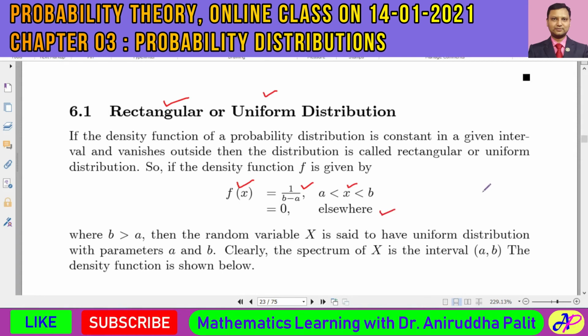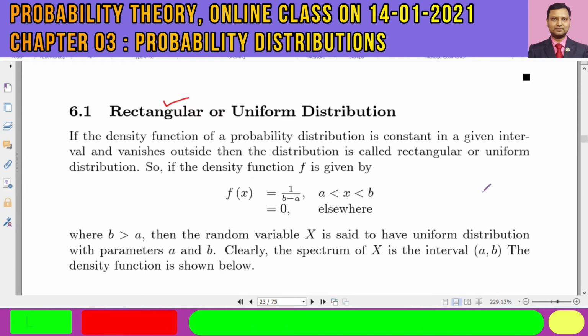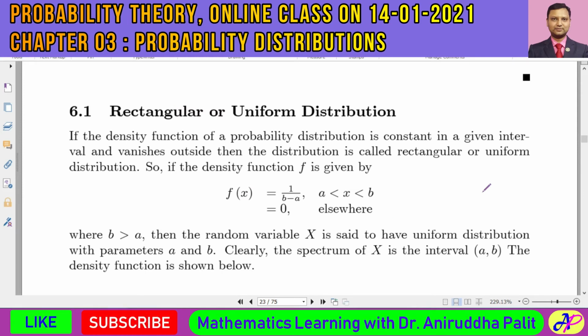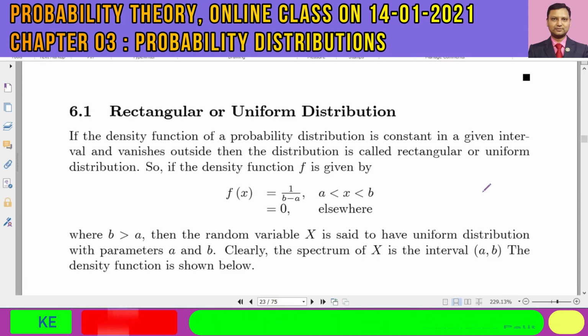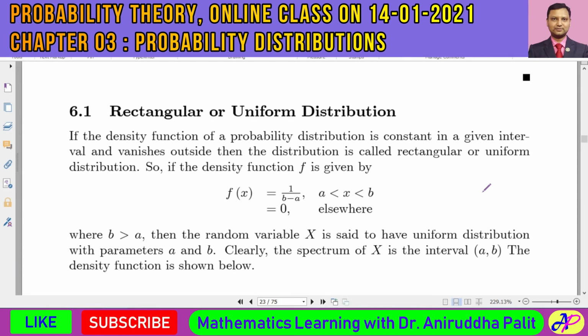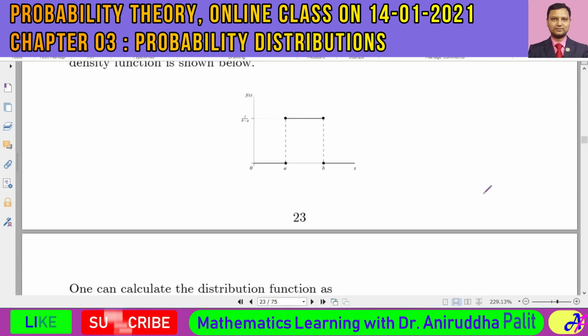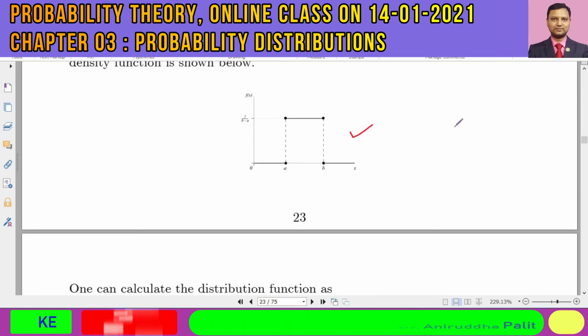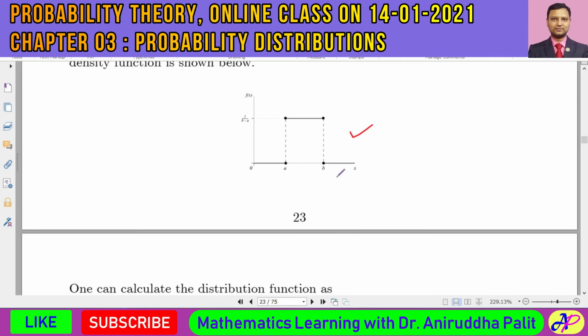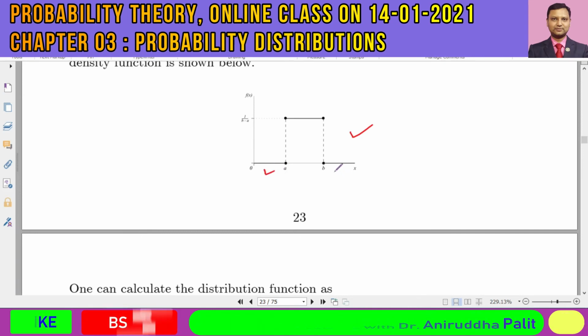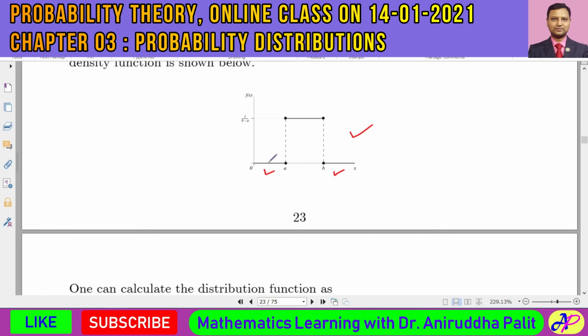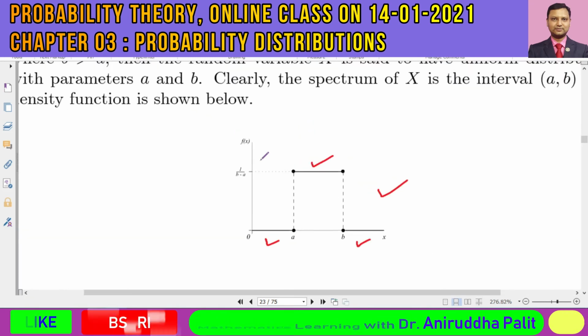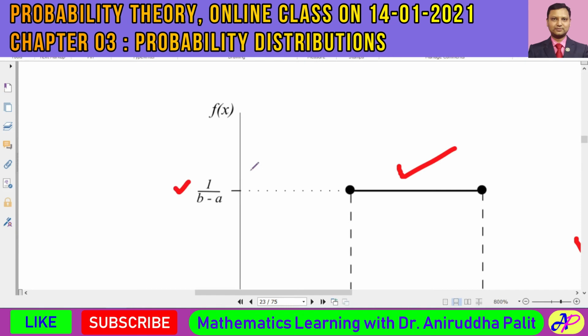If a random variable has this kind of density function, then we say that the random variable follows a uniform or rectangular distribution. For example, suppose we have a rod. This is the picture of the density function for uniform distribution. Over here, from 0 to a, and from b to infinity, the function should be 0, and in between a and b, this value is equal to 1 by b minus a. You can magnify this one. This value should be 1 by b minus a. Got it?